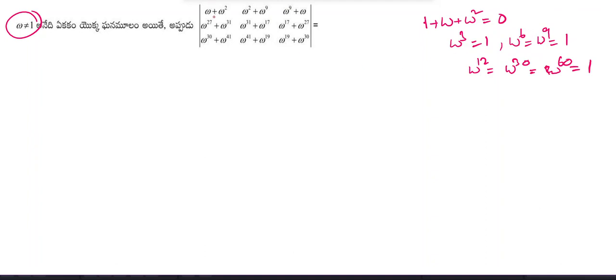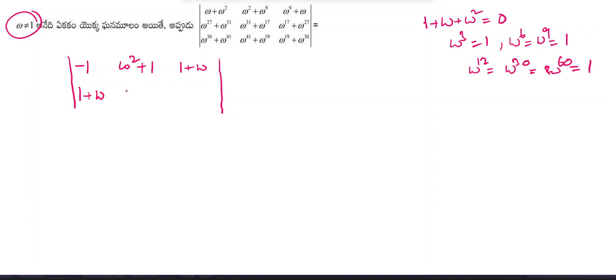So now the determinant: omega plus omega square, from this the value is minus 1. Then omega square plus omega power 9, and omega power 9 value is 1. Then omega power 9 plus omega, that is 1 plus omega. In the second row, omega power 27 is divisible by 3, so that value is 1. Omega power 30 is divisible by 3, so omega power 31 is omega.